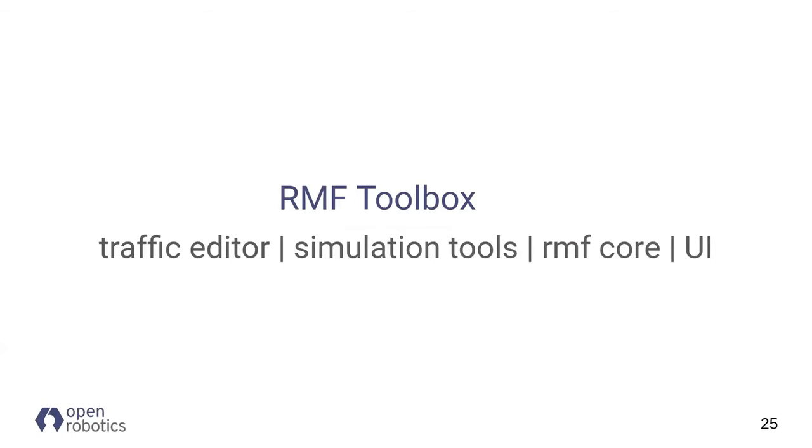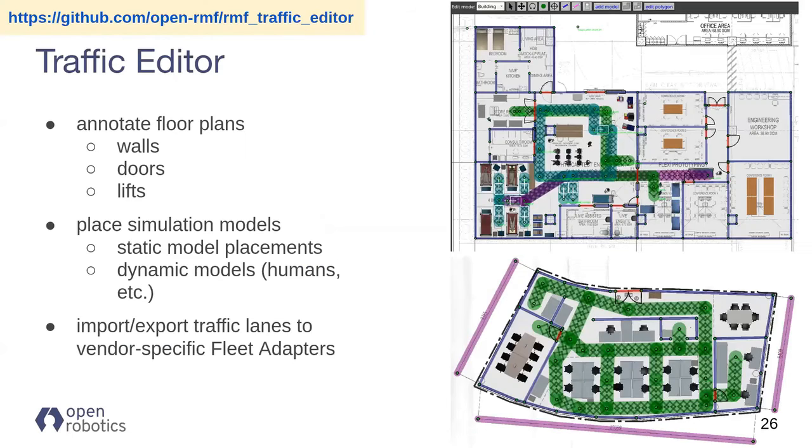All right, so let's have a look at the toolbox that RMF provides. There's a bunch of tools that come with RMF. The traffic editor is one of the most important ones, and it is the one that will allow you to annotate floor plans. You can add walls, doors, lifts. So basically, you can create the map that you can use with RMF.